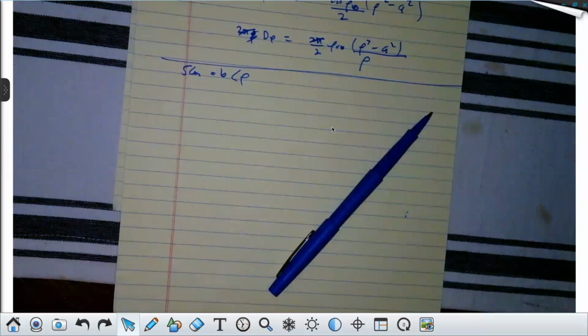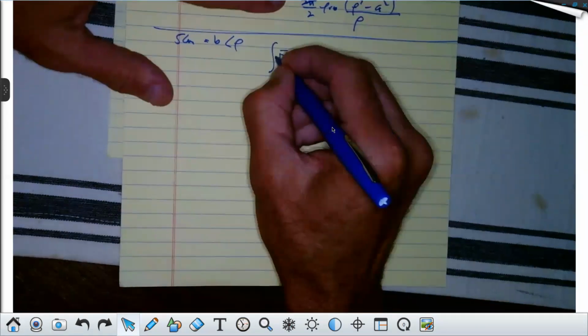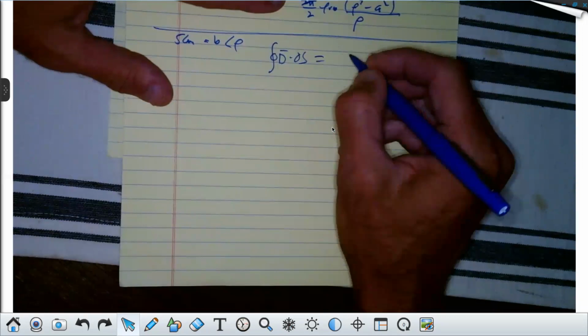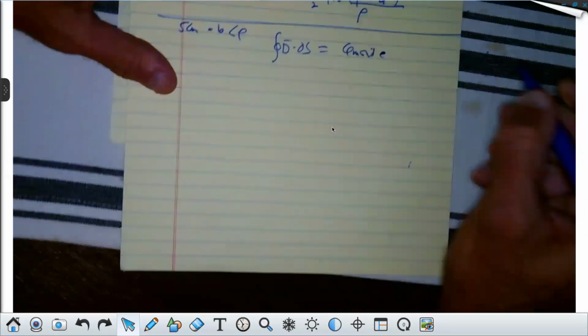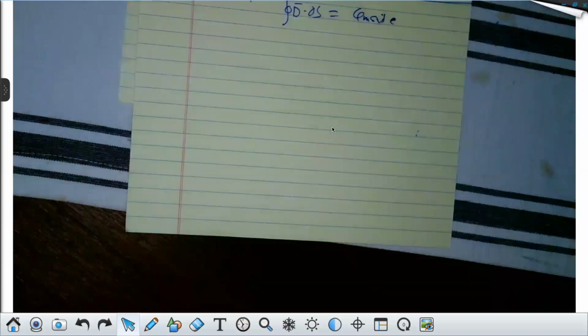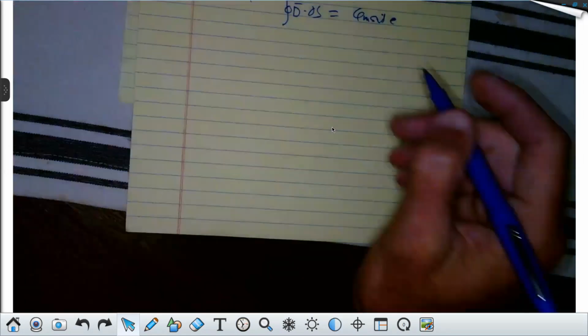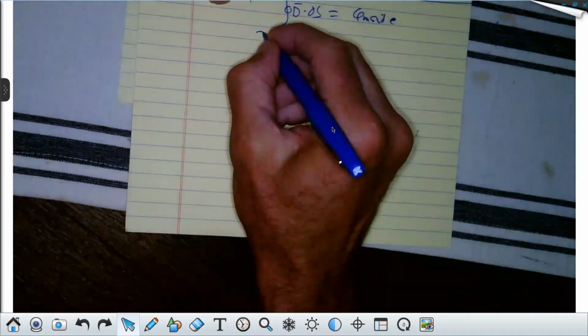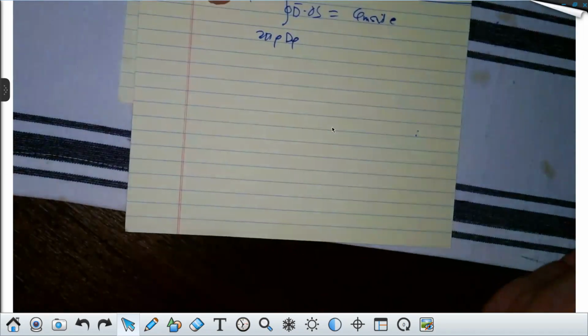So when we're here, you still write down the integral of D dot dS over the closed surface is equal to the charge inside, Q inside, right? Inside that surface. This is now a radius past 5 centimeters, right? So now when we look at this, the integral of D dot dS will always be 2 pi rho D rho. Everybody understand that?